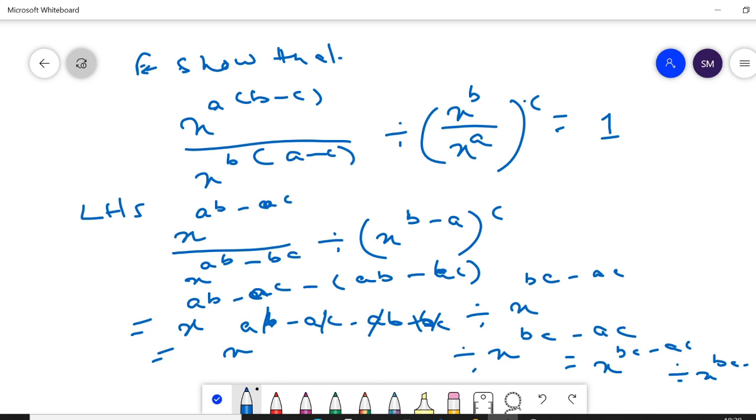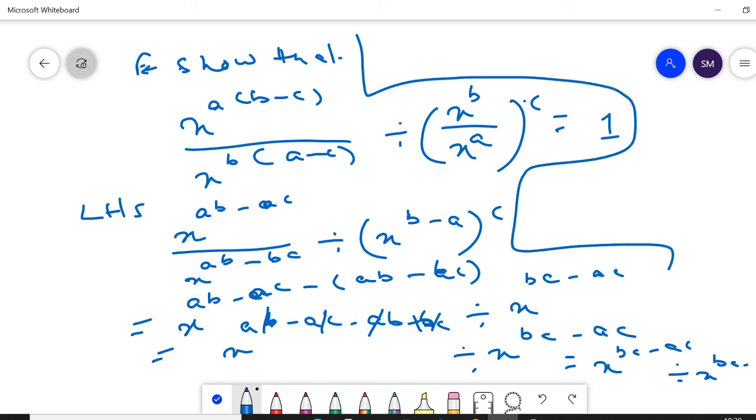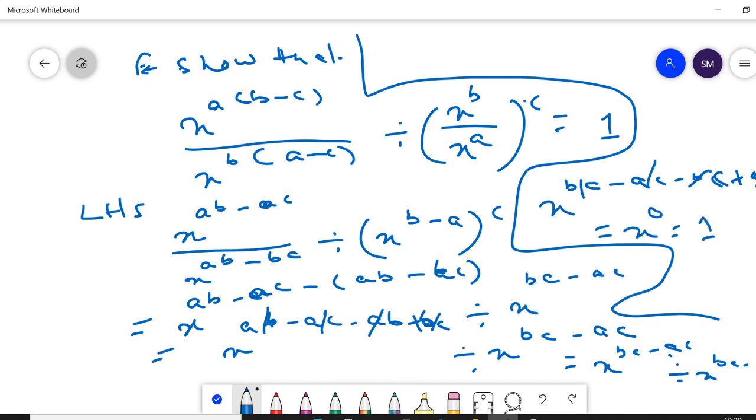Then here this is the division sign. What happens with these exponents? The exponents get subtracted from each other. Then here we get x to the power bc minus ac, minus bc minus minus. When we open the bracket, this is plus ac, bc cancels, minus ac plus ac cancels. Then what is in the exponent? 0. You know, any x to the power 0 is always 1, whatever the base may be. When there is exponent 0, then we get the answer 1.